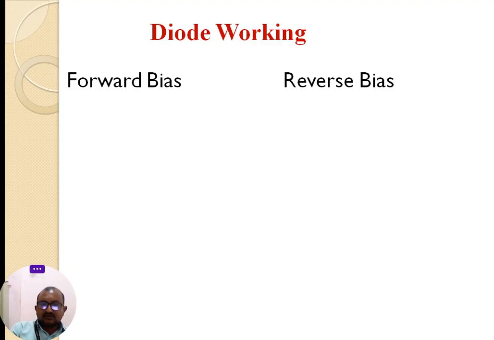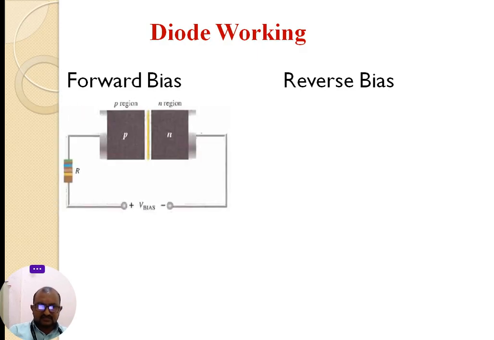Then the diode works in two conditions: one is the forward bias condition and the second is the reverse bias condition. What is the forward bias condition? When the p-type material is connected to the positive terminal of the battery and the n-type material is connected to the negative terminal of the battery, we can say that the diode is in forward bias condition.